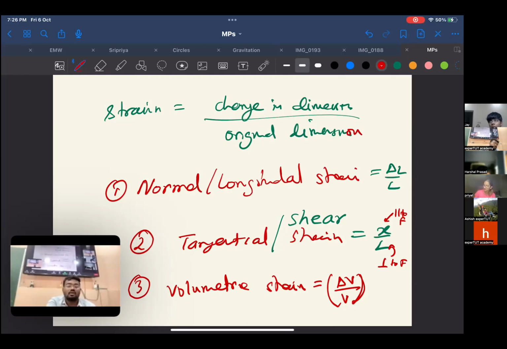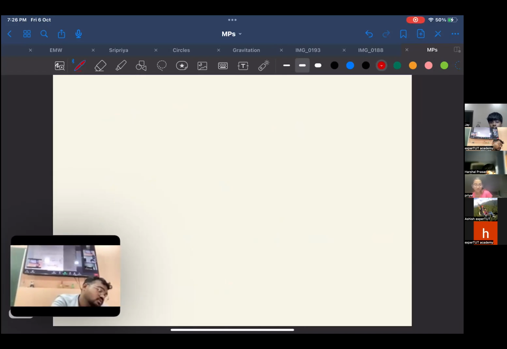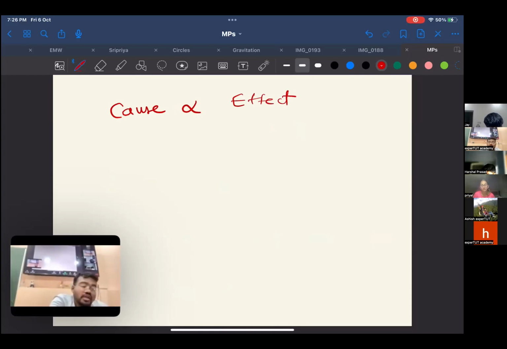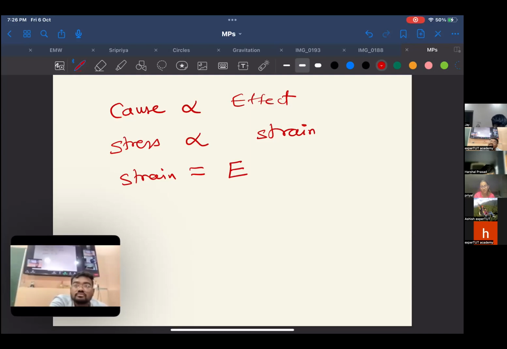Okay. Now what is Hooke's law? अपने को पता है cause is proportional to effect. Yes or no? है ना? तो cause क्या है यहाँ पे? स्ट्रेस है, प्रोपोर्शनल टू स्ट्रेन. अब प्रोपोर्शनल साइन को हटाना है तो क्या लिखेंगे? इज इक्वल टू सम कांस्टेंट. दैट कांस्टेंट का नाम यहाँ पे होता है E, ठीक है, इनटू स्ट्रेन. ये इतना समझ में आया सबको?